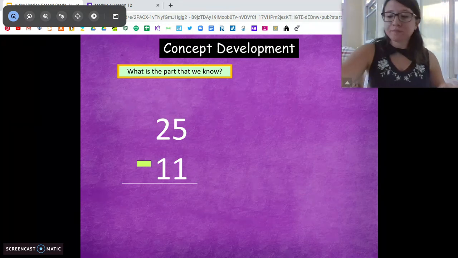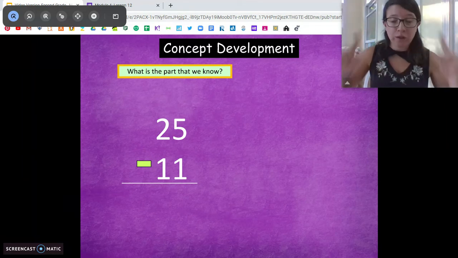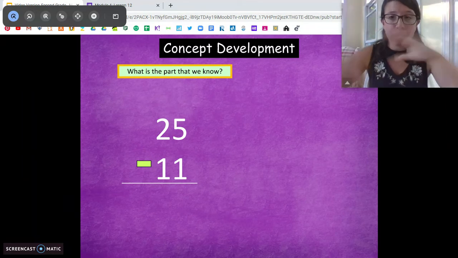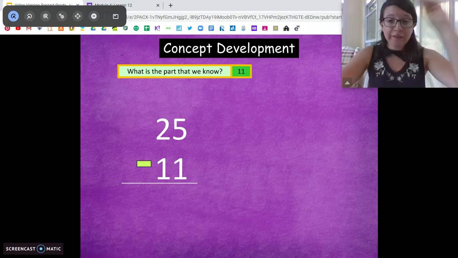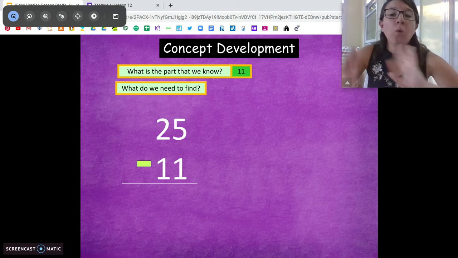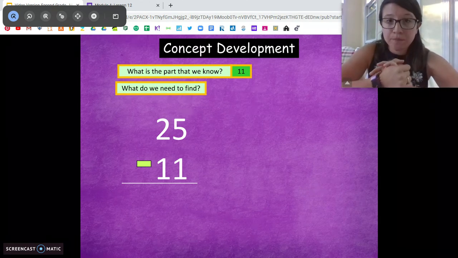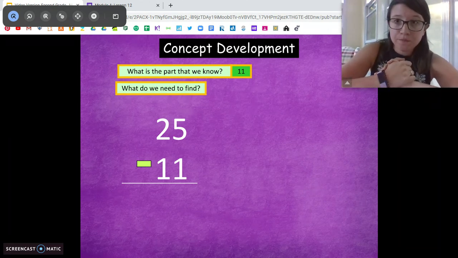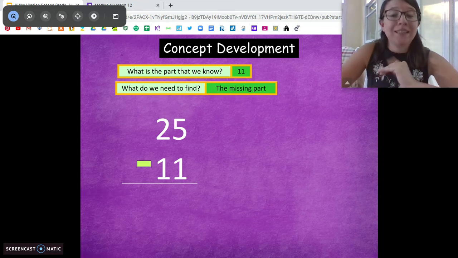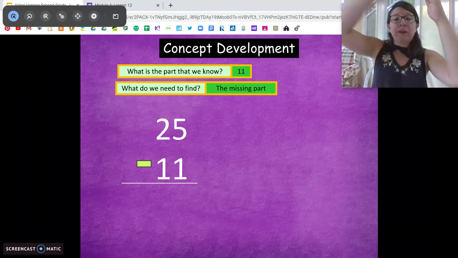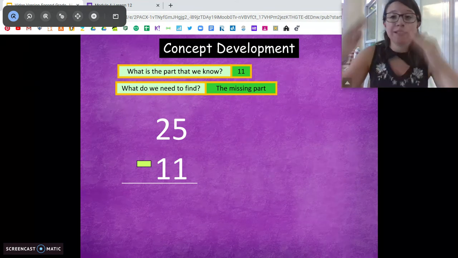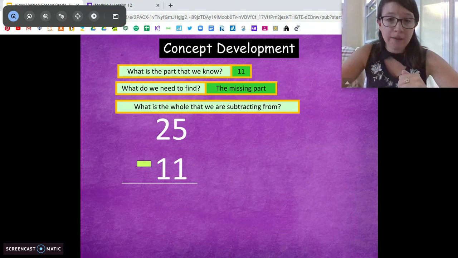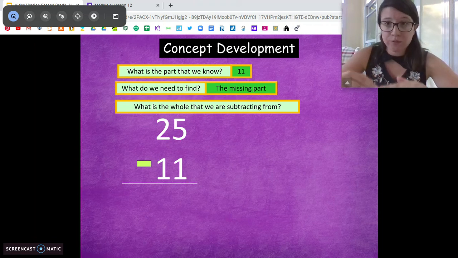Okay? Whole, part. What do we know? What's the part that we know? We always take away from the whole, so what is the part that we know? 11. Good. 25 is our whole, 11 is our part. What do we need to find? The missing part. Exactly. If we think about this as a number bond, we have 25 at the top, 11, and a question mark because we don't know that other missing part that's going to get us to 25. Okay. What's the whole that we're subtracting from?